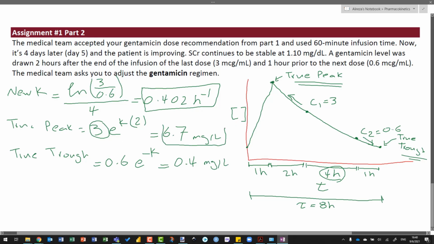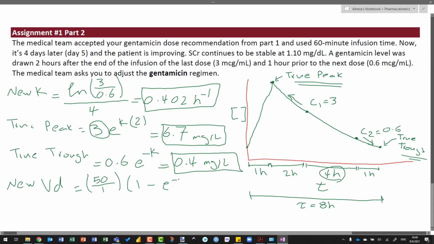And we use these two numbers to calculate a new volume of distribution. So the new volume of distribution equals basically the dose that we gave, 50 milligram over 1 hour, and then 1 minus e to the negative k. This is the new k, so make sure you use this new k now. That's why this is a new volume of distribution, we're using a new k.